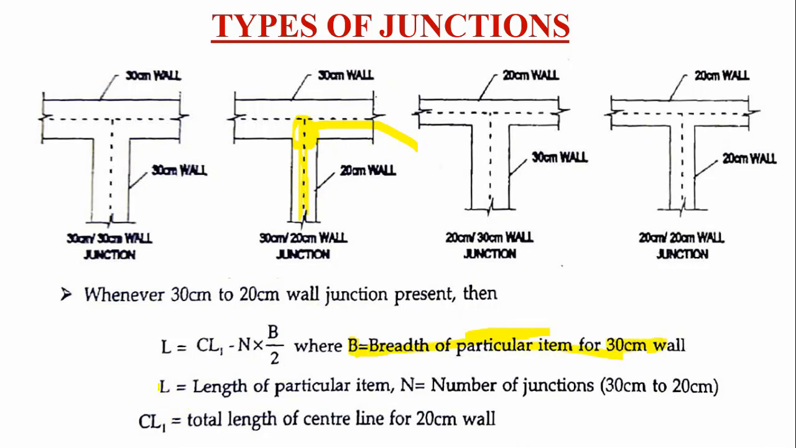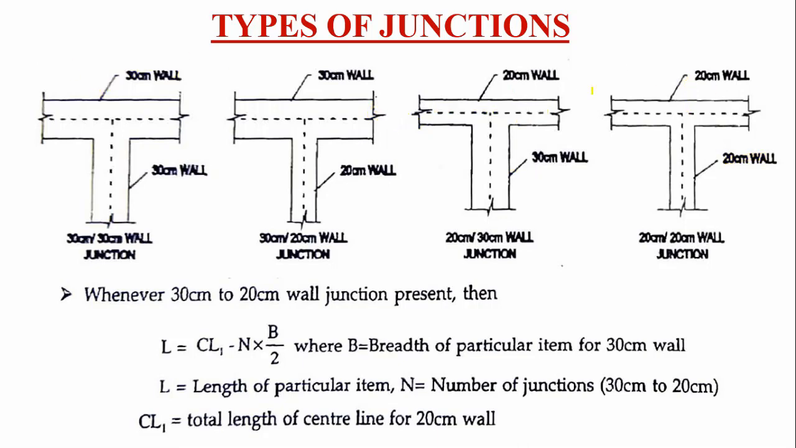So here I have given L is nothing but the length of that particular item, N is nothing but the number of junctions, that is 30 to 20 centimeter wall thickness. Then CL1 is nothing but the total center line length of the 20 centimeter wall, right? Similarly, if you see this 20 to 30, again it will be the same case. If we have 20 to 20, again it will be like this case itself, right?